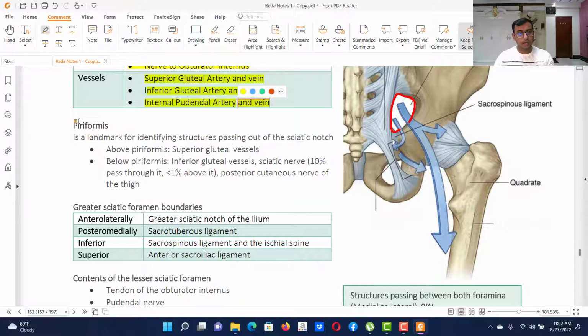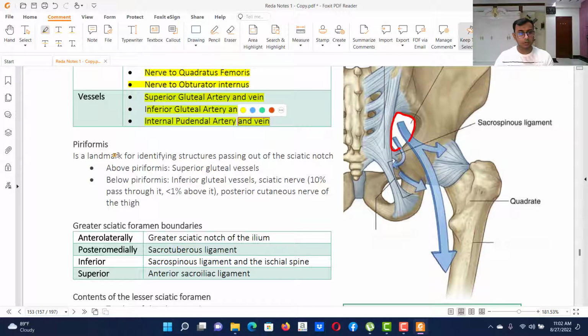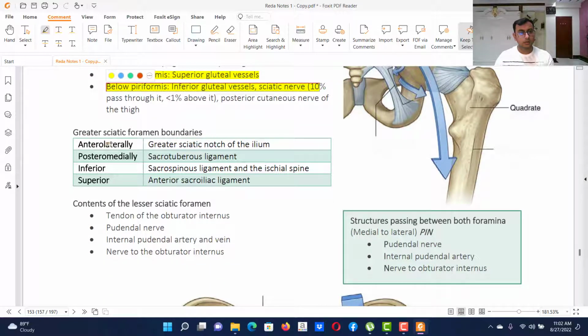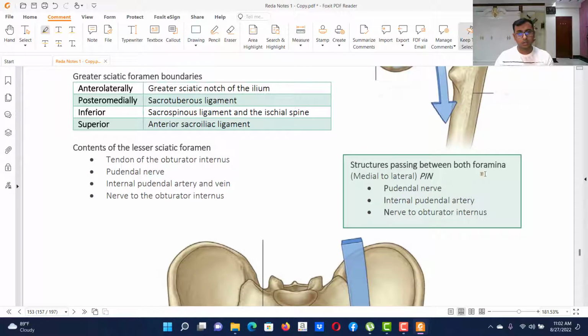So I already told you that piriformis is the muscle which divides the sciatic foramen into the greater and lesser portion. So above the piriformis, superior gluteal vessels, and below the piriformis, inferior gluteal vessels and the sciatic nerve. So greater sciatic foramen has some boundaries, no need for that. And structures passing between the foramina are pudendal nerve, internal pudendal artery, and nerve to obturator internus. So these three structures go through both greater and lesser sciatic foramen.